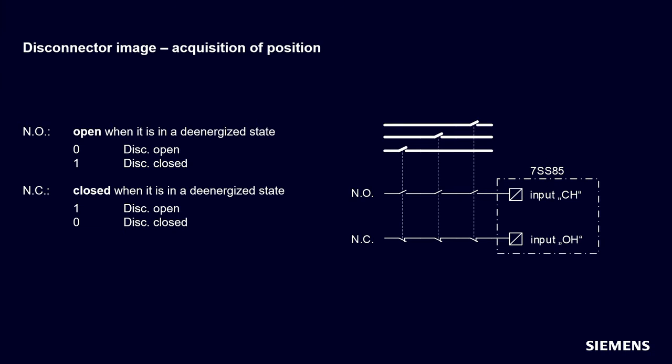A disconnector or circuit breaker provides two signals for the limit positions of the switch, the normally open contact and the normally closed contact. The normally open contact is open when it is in a de-energized state. So the state 0, which means no voltage, corresponds to the state switch open. A 1 or high signal corresponds to the state switch closed. In the information routing in DIGSI, the normally open contact must be connected with a closed high to the position information of the switch, because the high state means closed.